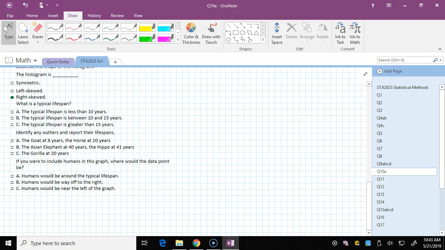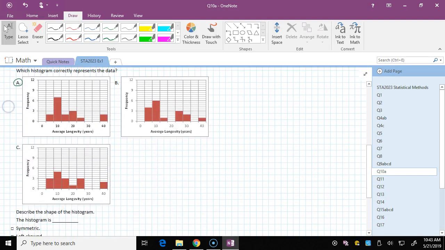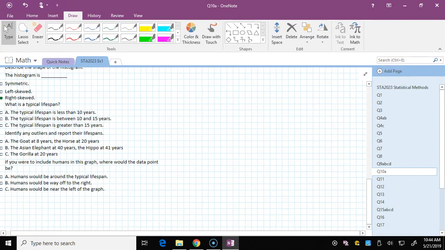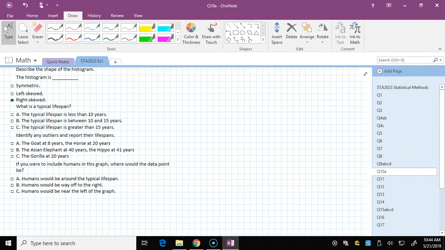what now? Typical lifespan, who's that going to be? Say it again. 10 to 15. So let's take a look up here. Where are most of my values? Yeah, that 10 to 15 answer, right? Because definitely can't be less than 10, because if you're less than 10, you're taking out the giant bar that we had, right? So definitely B. Like it.